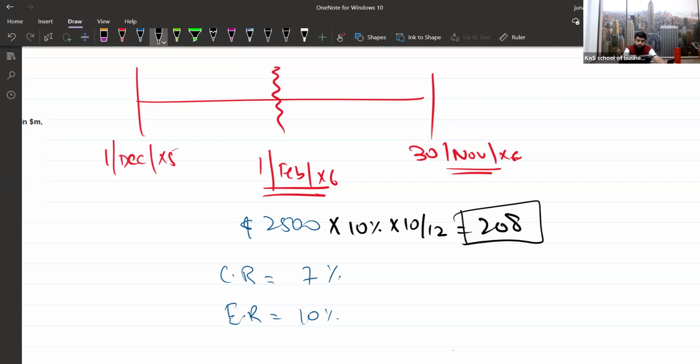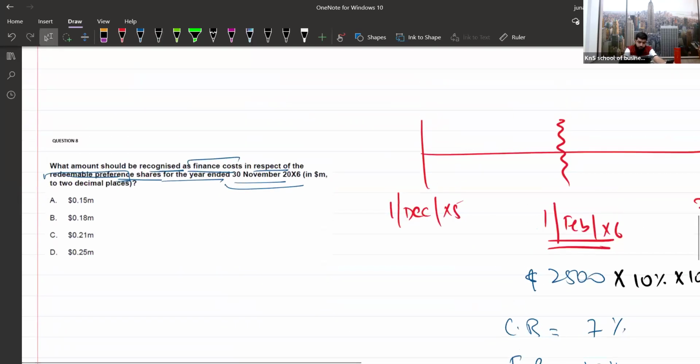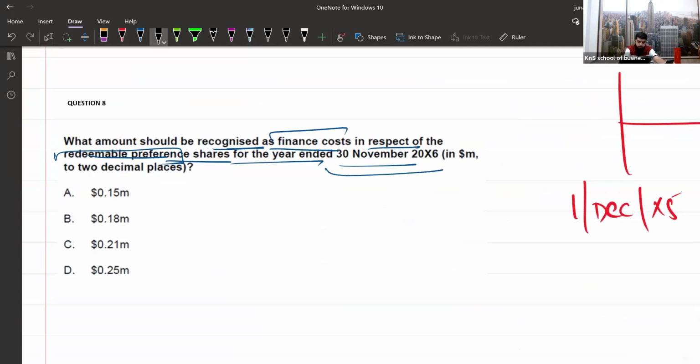If you want to calculate the amount in decimal, the simplest way is to divide it by 1,000, which makes 0.208. Let's see the options: 0.208, or nearest to it, 0.21. So option C is going to be the correct answer.